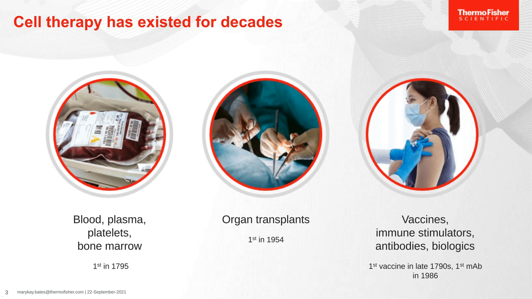The first organ transplant was already way back in 1954, and I think a lot of us, of course, are thinking about vaccines a lot nowadays in this global pandemic, but vaccines, immune stimulators like interferon gamma, monoclonal antibodies, biologics like insulin, all of those can be considered cell therapy or regenerative medicine as well. The first monoclonal antibody was approved in 1986.